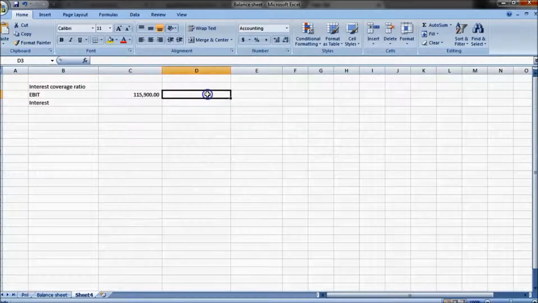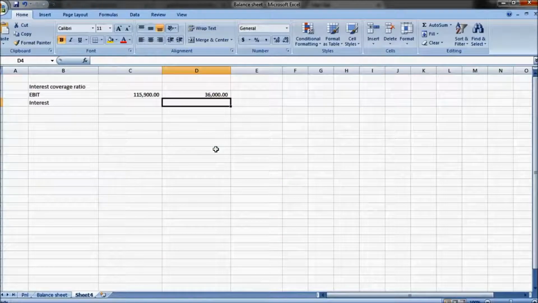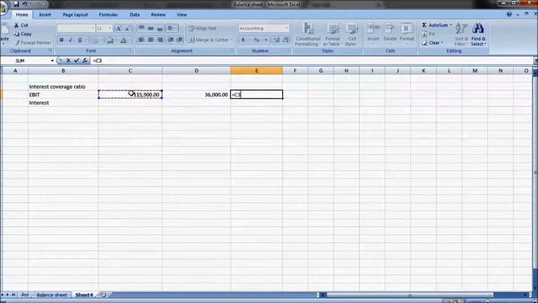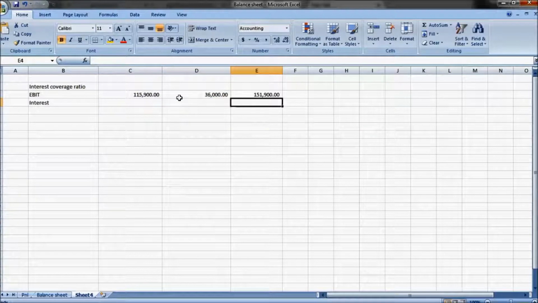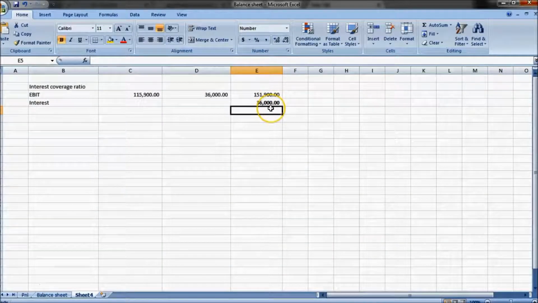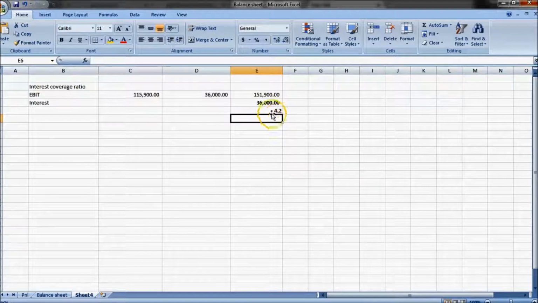So, for earnings before interest and tax, I take 1,50,900 and add to this the interest cost, that is 36,000, the total being 1,51,900. Now I take the finance cost, that is the interest cost, as 36,000, and the coverage ratio being 4.2, that is almost 4 times the earnings can cover interest.